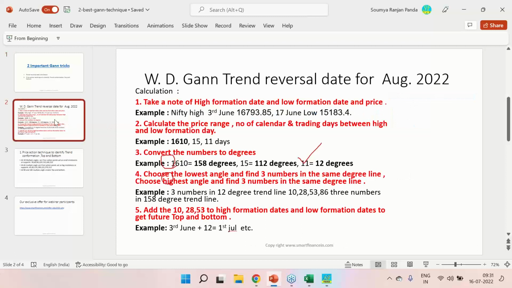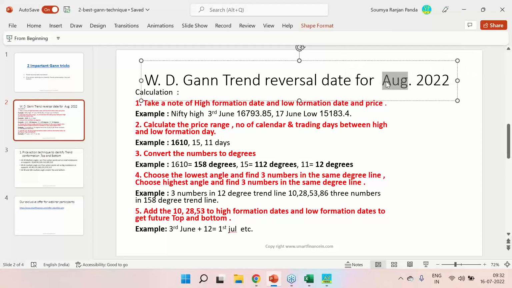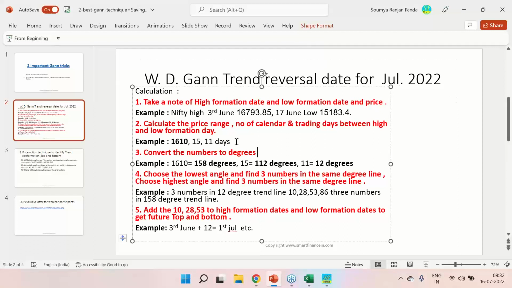For these calculations, you require a couple of data points. What are the data points you require? Suppose I am going to calculate the trend reversal date for July. I have put it for July, not for August, it's July. So if I want to go for July, I need the data points for June. June, when the high has formed, when the low has formed, all these data points I want. These data points are essential for my calculations.